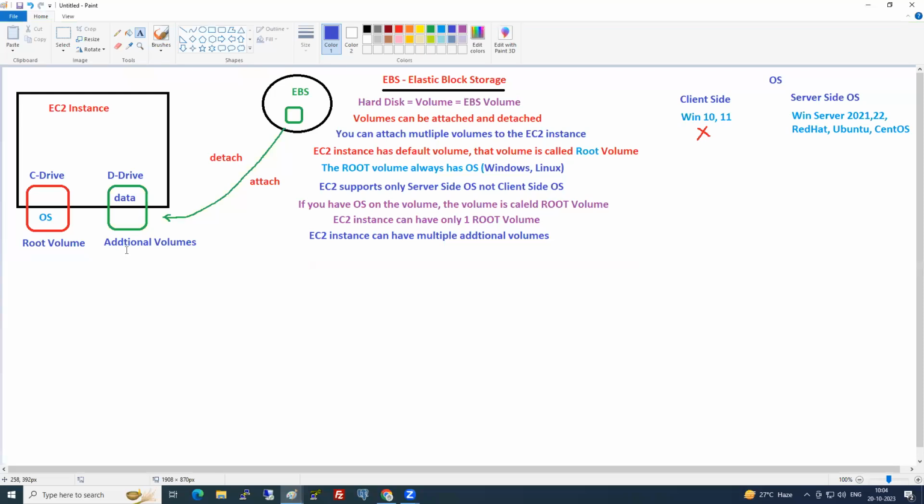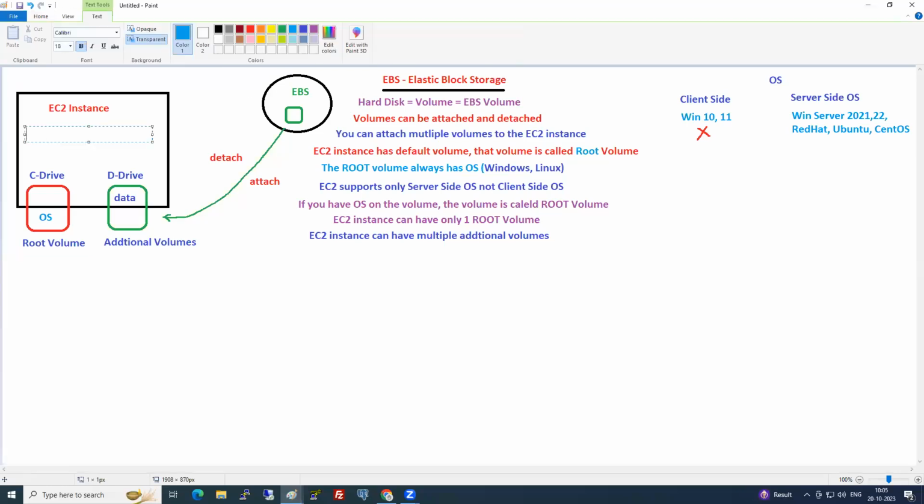Now you tell me, what is the maximum size that AWS is providing for a volume? It is 16 terabyte. How much? 16 terabyte. So one volume can be a maximum of 16 terabyte. Do you go and create 16 terabyte? No. However much your requirement is, you go and create that.